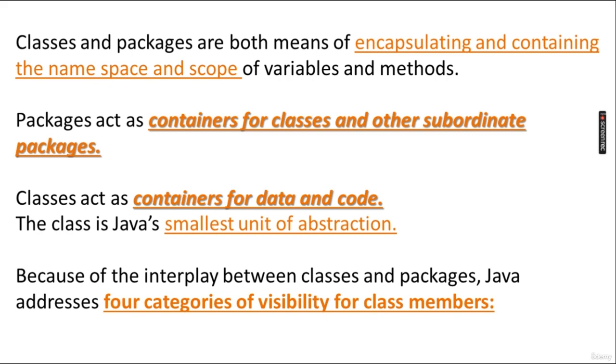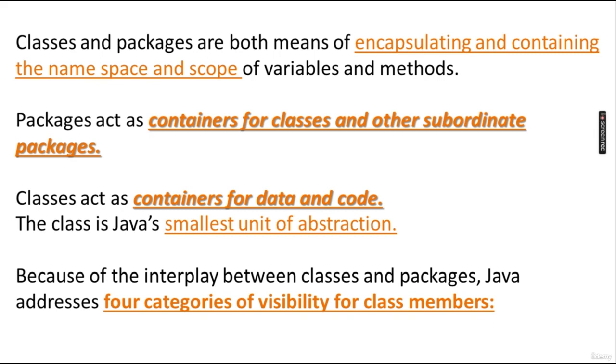Classes act as containers for data and code. So whatever variables and methods you create will be contained in the same class. The class is Java's smallest unit of abstraction. You know only the class name. You don't worry about what is actually happening inside your class. So it is called the smallest unit of abstraction. You are directly using the class, the data members and member functions inside the class. You are not worried about what is actually written inside the class. So this is called a very small unit of abstraction.